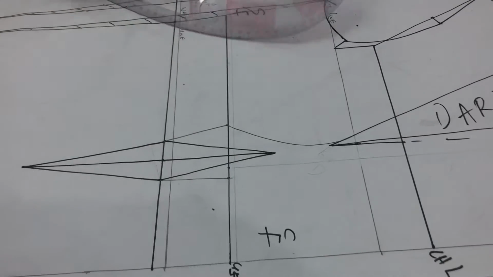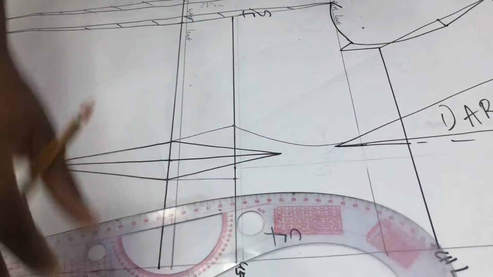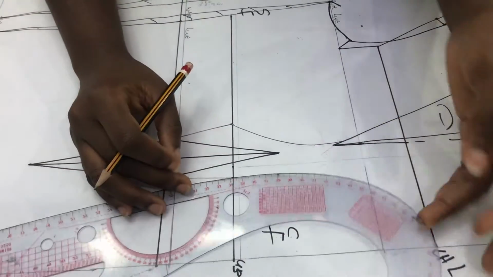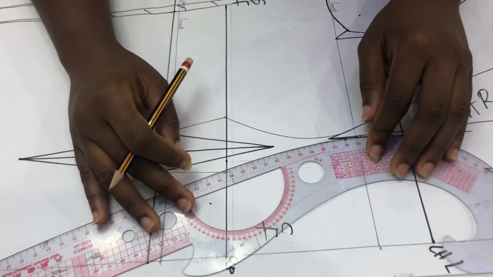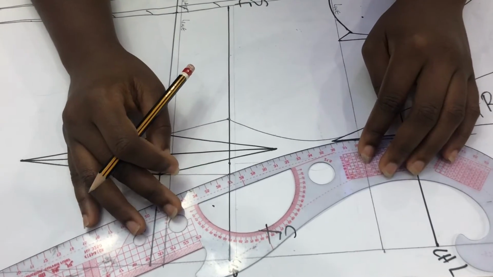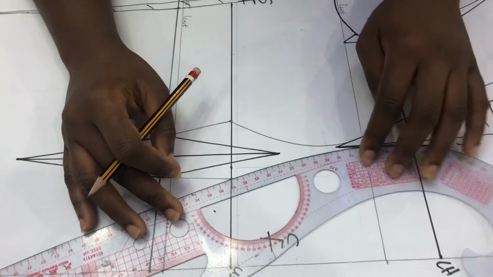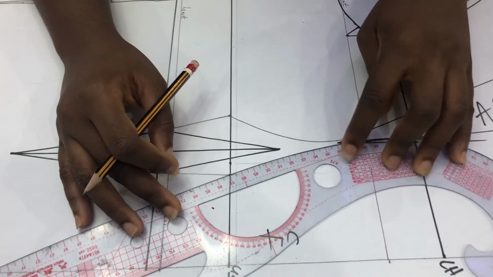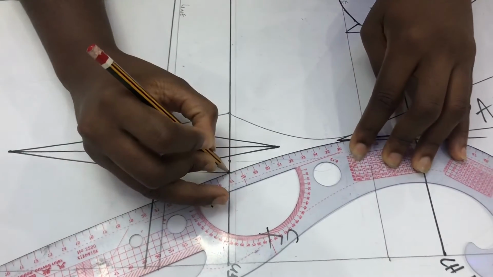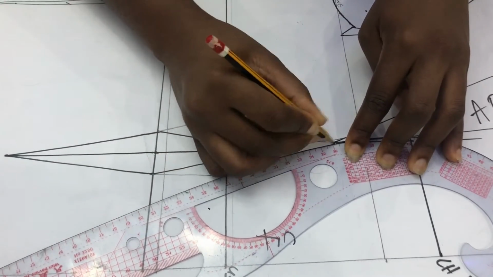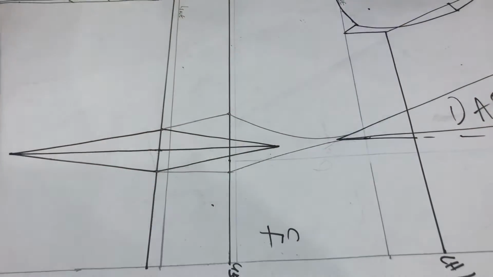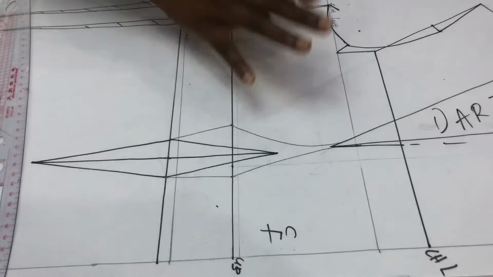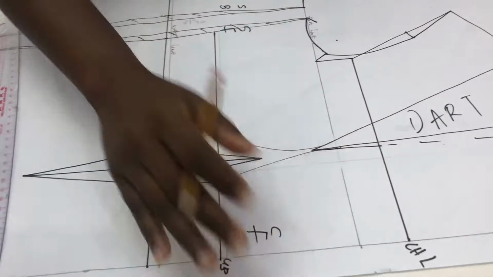Then turn your ruler this way, take it to the other side and do the same thing, but it shouldn't be too round. It shouldn't be as round as this place, from your point D line to your under bust line. All right, so we've created our bust for this side and here now.